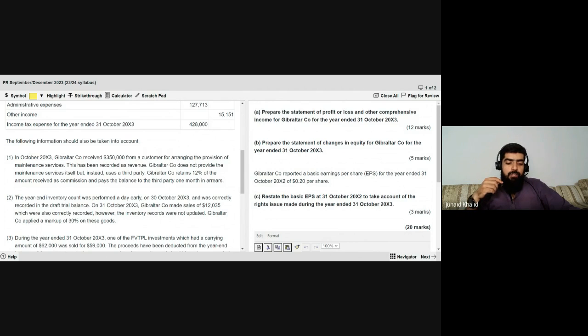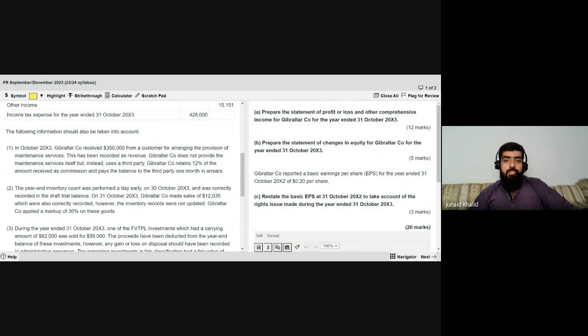The company retains 12% of the amount received as a commission and pays the balance to the third party 1 month in arrears. Yes, can you please identify from which standard this adjustment has been taken?